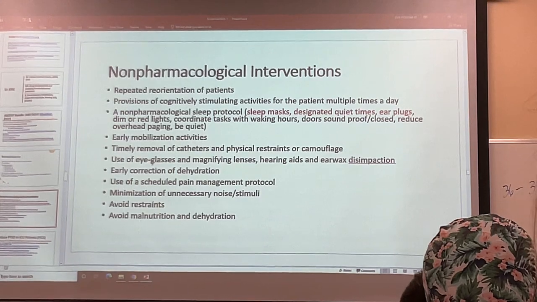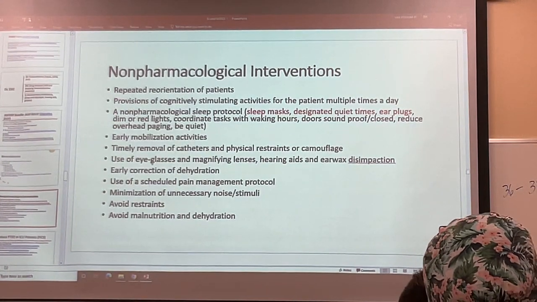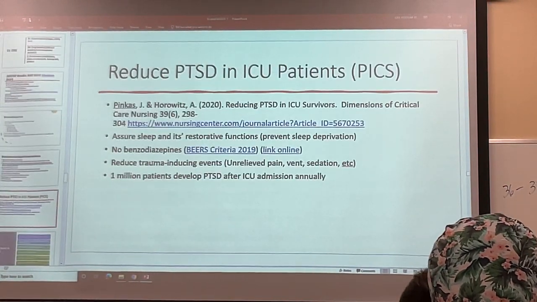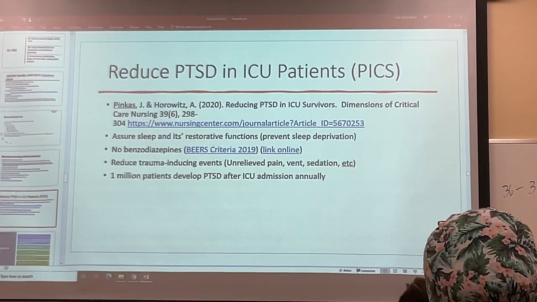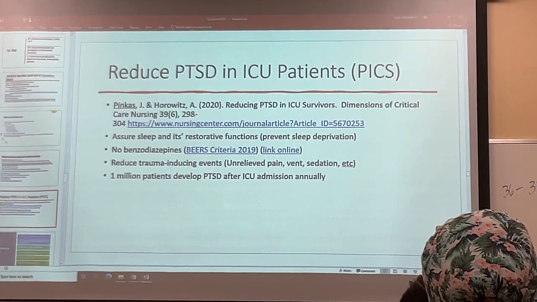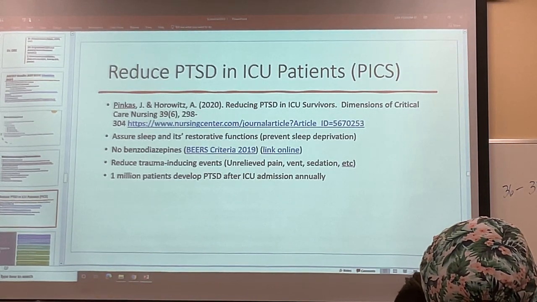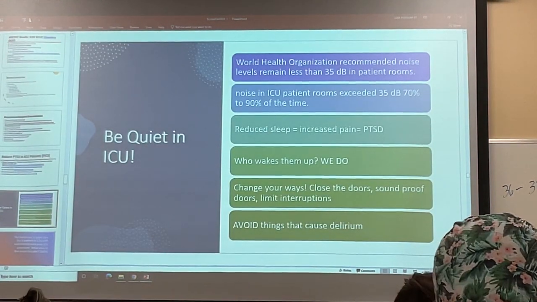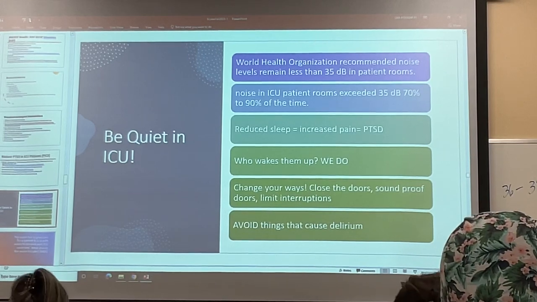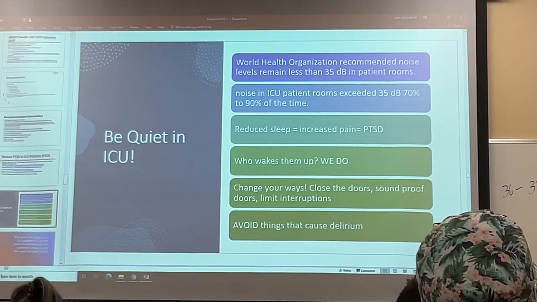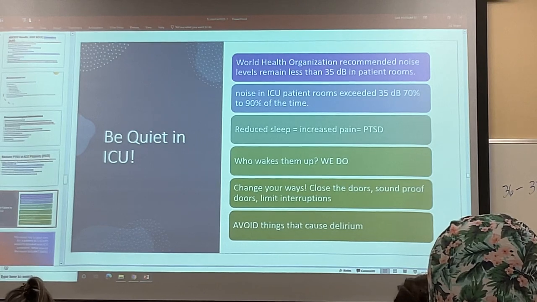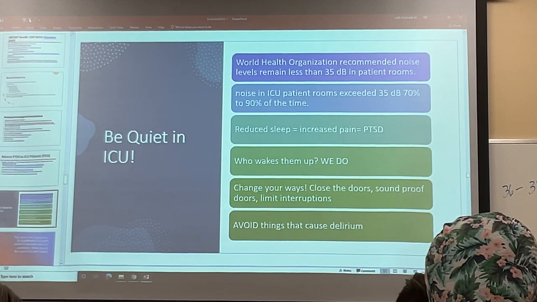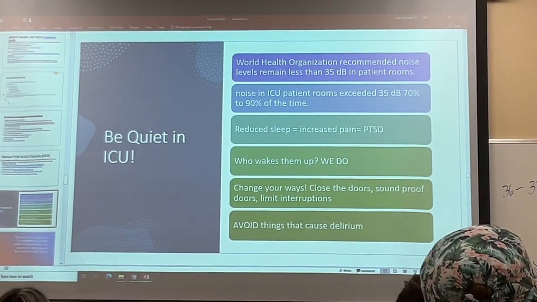Correct dehydration, correct pain management, minimize the noise, avoid those restraints, avoid malnutrition and dehydration. Okay, so these are the things you're going to do to reduce the delirium. If you reduce the delirium, you're going to reduce the PTSD. So be quiet. We're too noisy. The World Health Organization says the unit should be less than 35 decibels, but 70 to 90% of the time, our ICUs are way beyond that. And we are not letting our patients sleep. And so now they're sleep deprived, and then they develop PTSD.